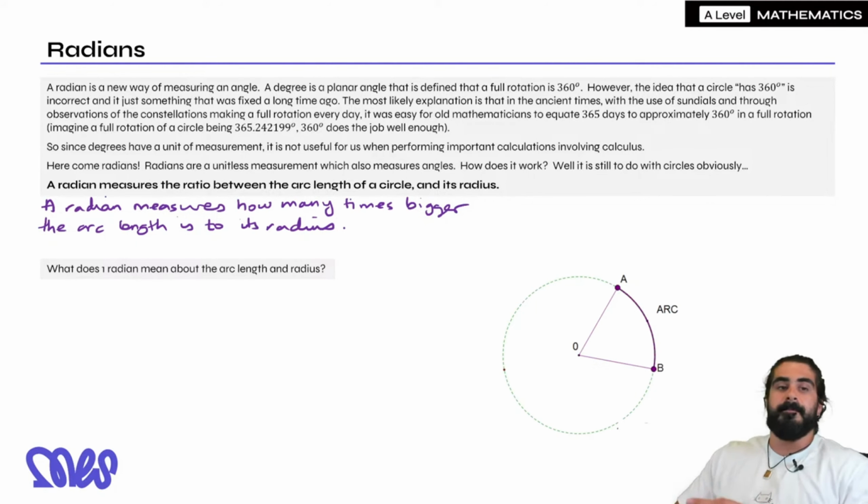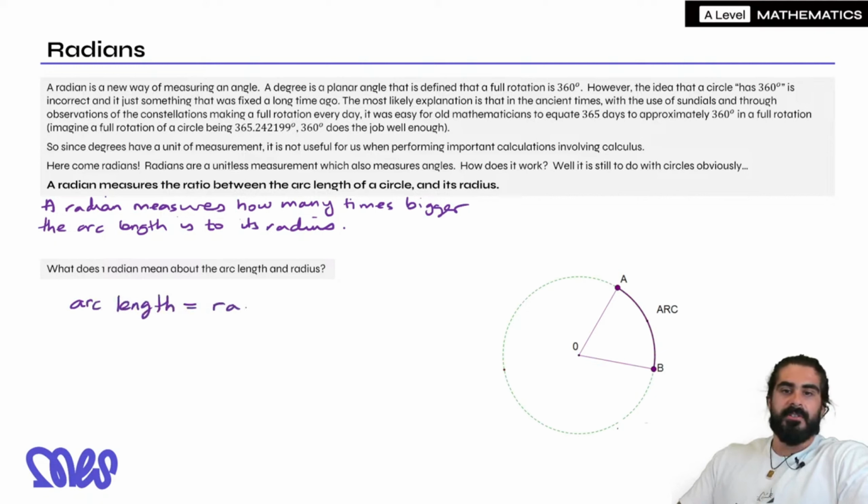So I have a nice simple question. If we have 1 radian, if you read my statement above, it means that the arc length is 1 times bigger than its radius. Well, if it's 1 times bigger, it must mean that they're the same. So 1 radian means that the arc length equals the radius.